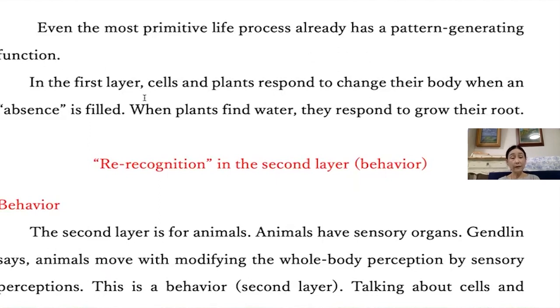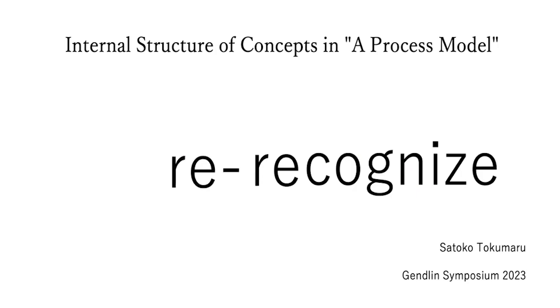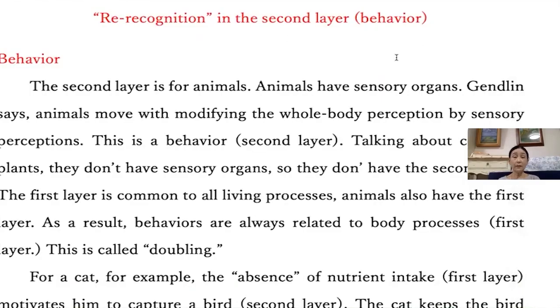In the first layer, cells and plants respond by changing their body when an absence is filled. When plants find water, they respond by growing their roots. Okay, let's move on. Recognition. In the second layer, behavior.